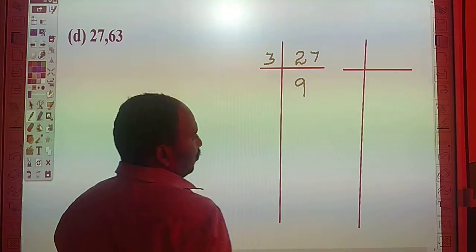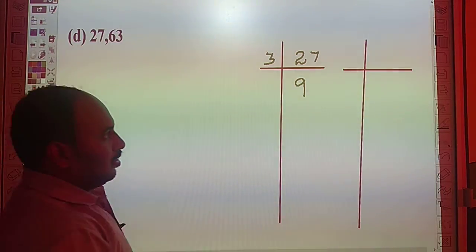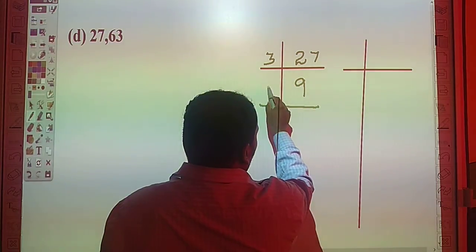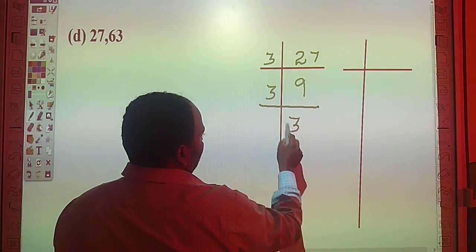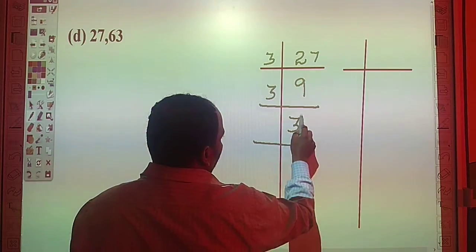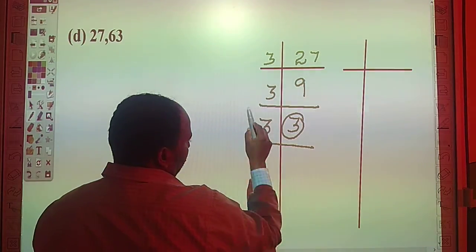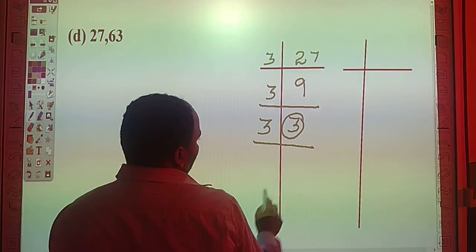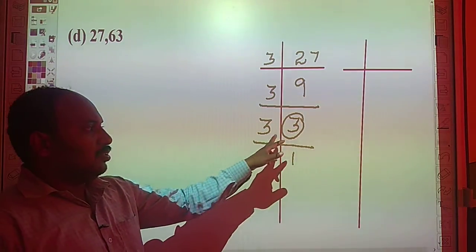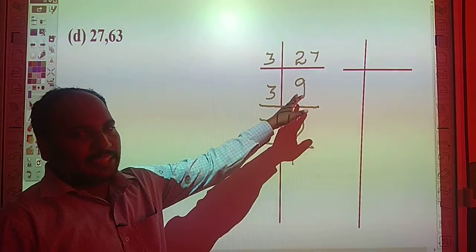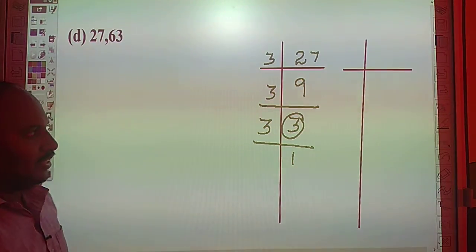9 3s are 27. Again divided by 3. 3 3s are 9. The number 3 is a prime, so it is divided by itself. 1 into 3 is equal to 3. 3 3s are 9. 9 3s are 27.